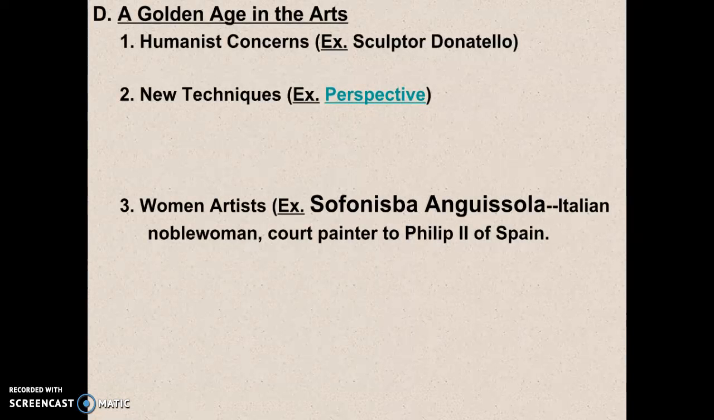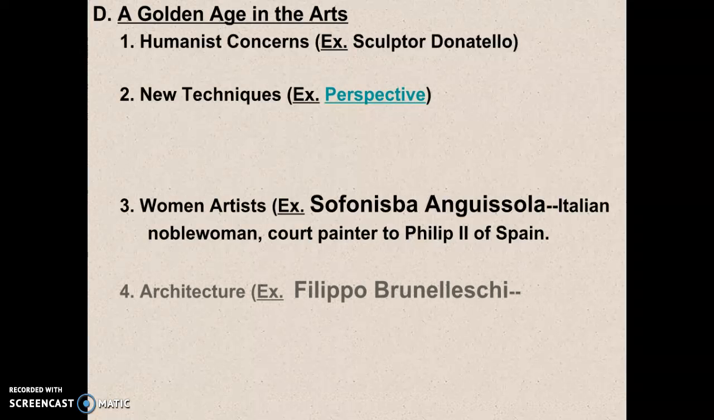What we also had with the Renaissance in Italy was a golden age in the arts. You had humanist concerns, such as with the sculptor Donatello. You had new techniques, such as perspective, which I'll talk to you about in a moment. And you had women artists, such as Sofonisba Anguissola, who was an Italian noblewoman, court painter to Philip II of Spain.